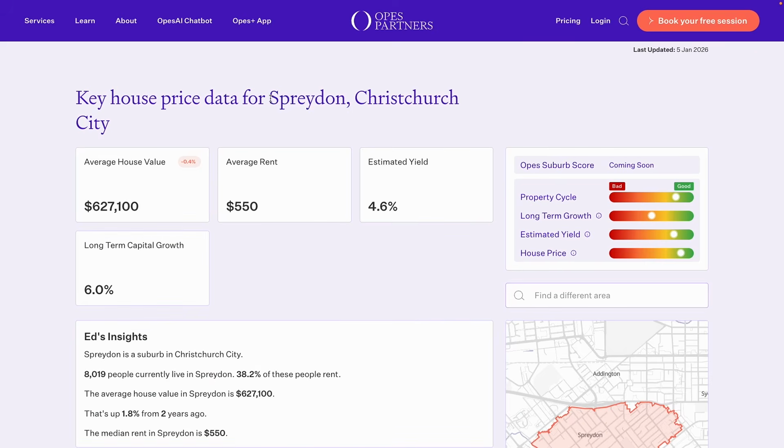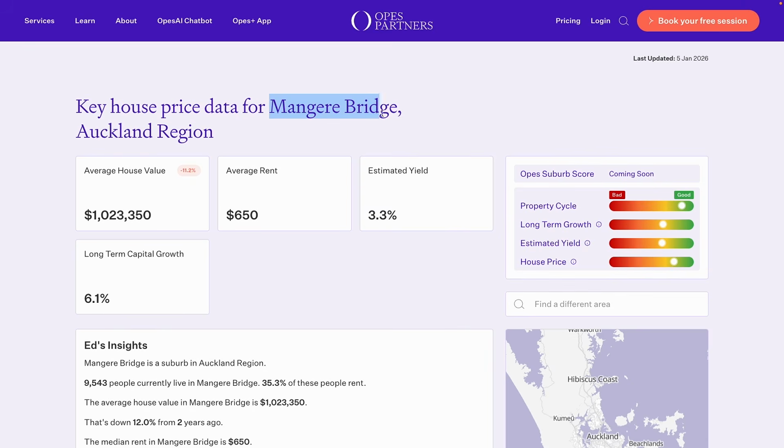So what you can do is look for a suburb with good growth and then see if it also has a decent enough rental yield. A few I've seen that fit the bill are places like Sprydon in Christchurch or Mangere Bridge in Auckland.